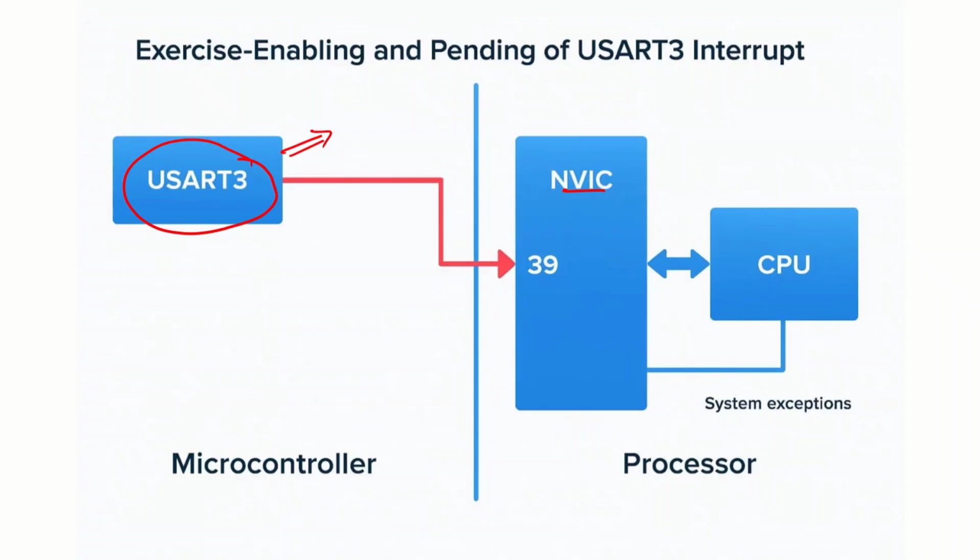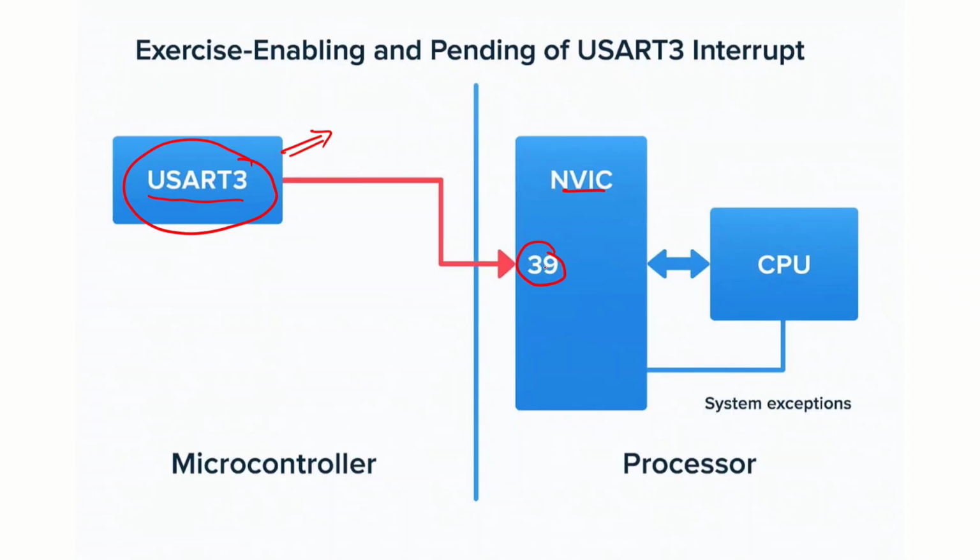Now, whenever you want to trigger or get an interrupt from any peripheral, first you should consider the IRQ number, the interrupt request number. Here we are going to take an interrupt from the UART3. So the corresponding IRQ number is 39.